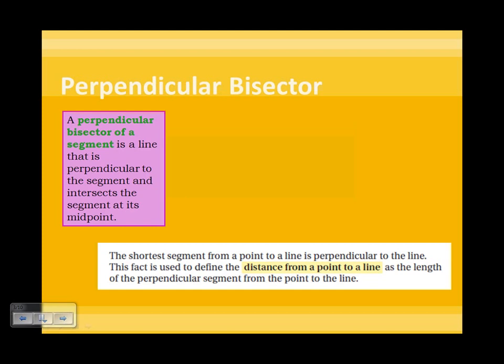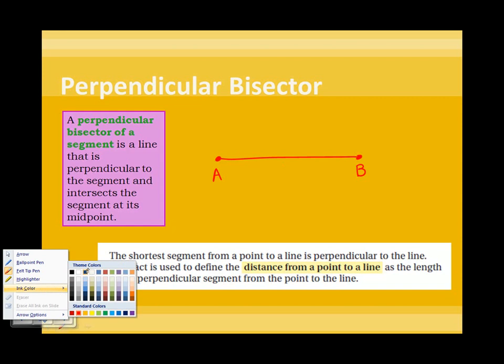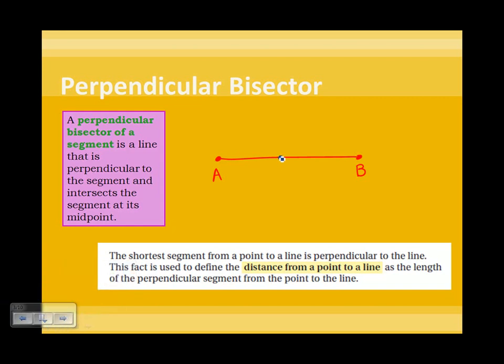So the very first definition that you need to know in this particular section is that of a perpendicular bisector. A perpendicular bisector of a segment is a line that is perpendicular to the segment and intersects the segment at its midpoint. So if we were to draw our segment here, I'm going to call this segment AB. And then if I were to measure and find the midpoint, I'm going to mark the midpoint here, and that's going to be at M.